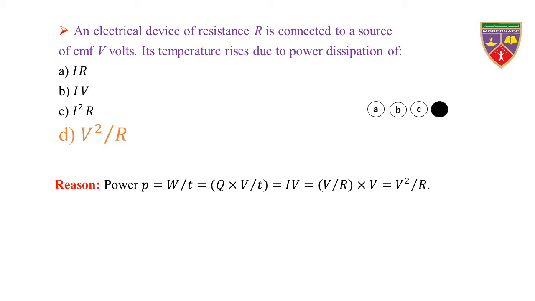Reason: power P is equal to work divided by time, which is equal to Q into V, which is the work done on the charge by the potential difference V, divided by time T, which is equal to I into V, because Q divided by T is equal to I, which is equal to V divided by R. According to Ohm's law, I is equal to V divided by R, so P is V divided by R into V, which is equal to V square divided by R. Hence, the power dissipation is V square divided by R.